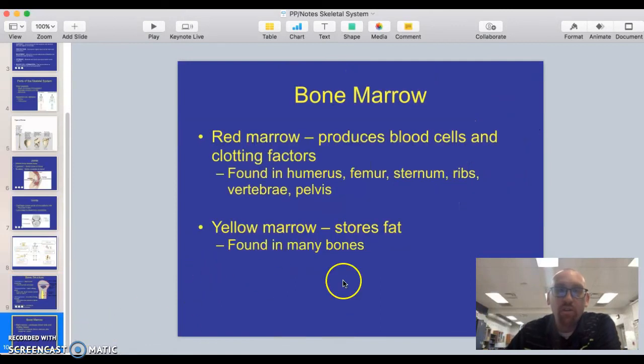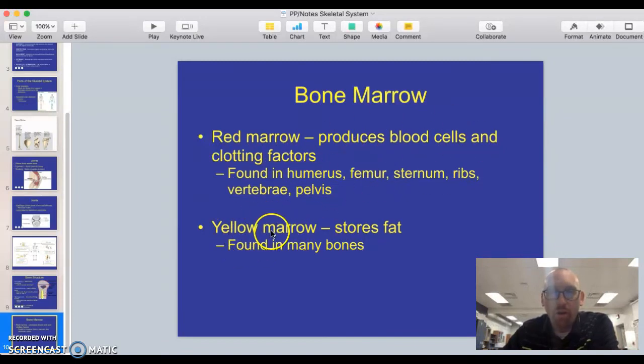Okay, so let's take a quick peek at what this bone marrow is. You really have two types of bone marrow you need to know about. The first one is called red marrow. Red marrow can be found inside your bones, in things like your humerus, femur, sternum, ribs, vertebrae, all over your body, and its job is to produce blood cells and clotting factors, mainly red blood cells. They can also make white blood cells.